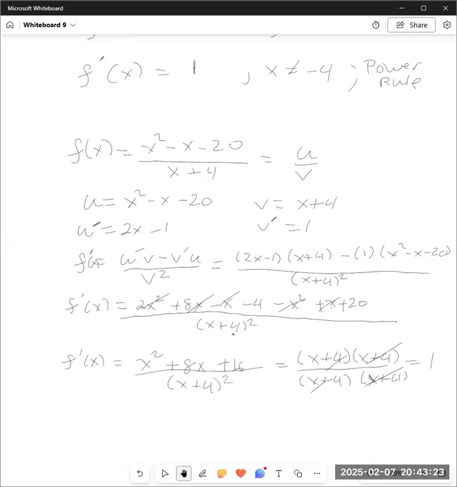It was much easier to use the power rule up there. We prefer to use the power rule when possible. All right.